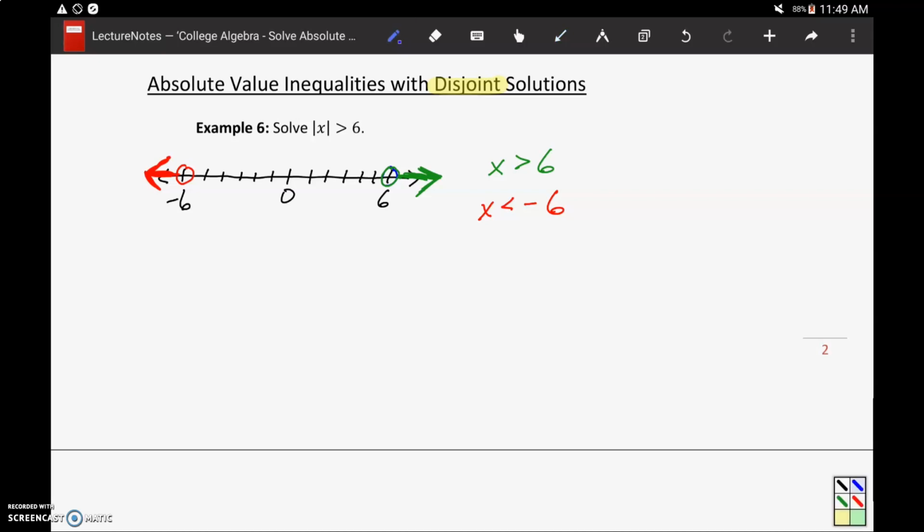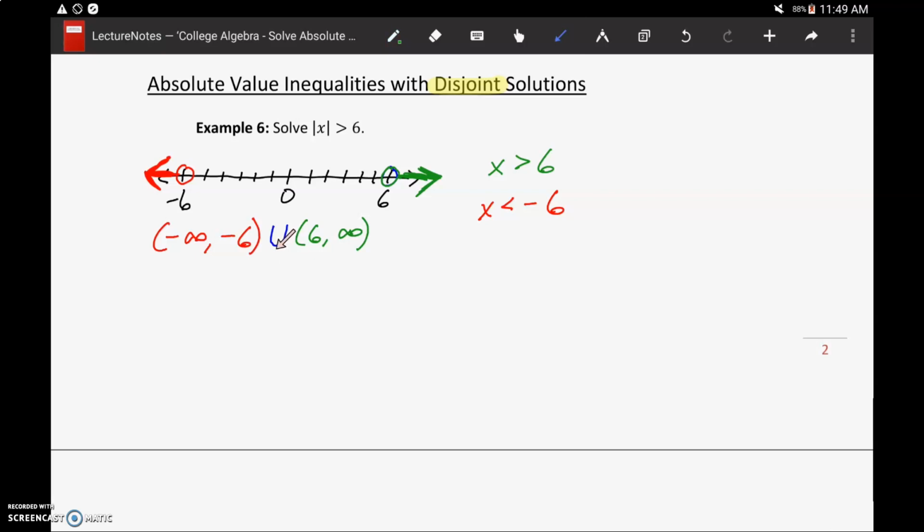And we'll add a little bit of additional notation to our interval notation. In order to represent the arrow headed to the left, we'll write the statement -infinity to -6 with a rounded parenthesis to indicate that -6 isn't included. And then we'll use this U symbol, which means union, or also means or. And then we'll write another interval, which will be from 6 to +infinity, with again a rounded parenthesis to indicate that 6 is not part of the solution.